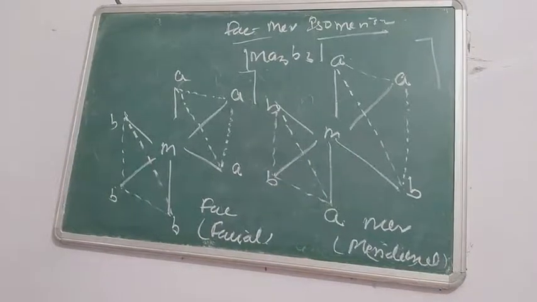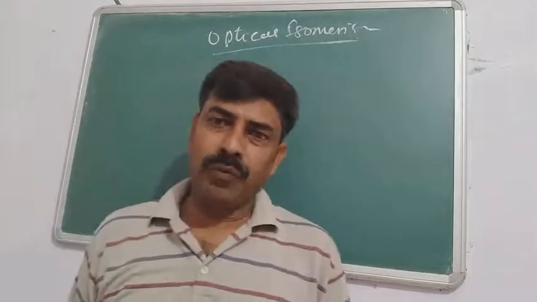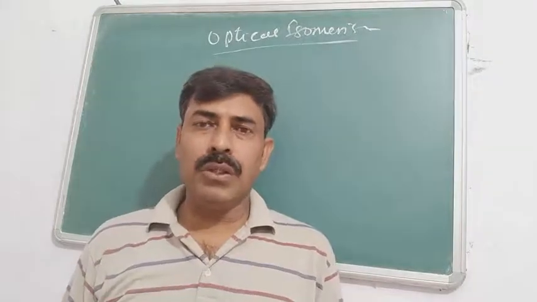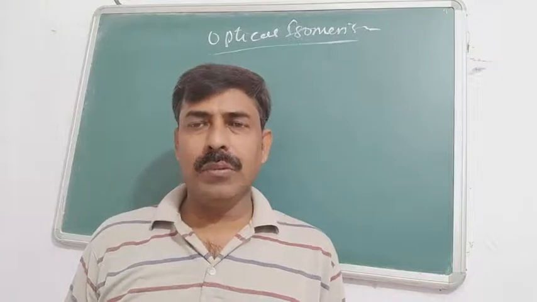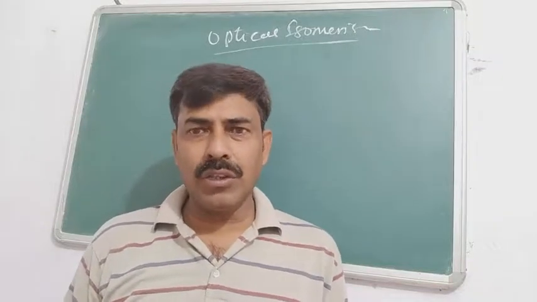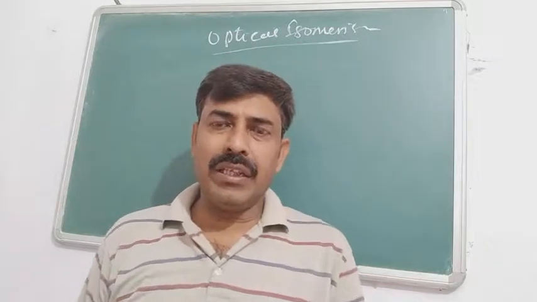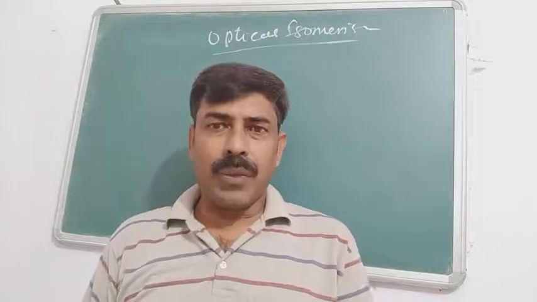Now we are going to see the optical isomerism. We also knew about the optical isomerism. Then what is the optical isomerism? We are going to see which of the compounds give the optical isomerism and how we draw the optical isomers of these compounds. So first of all, we can say that those compounds containing didentate ligands show the optical isomerism.